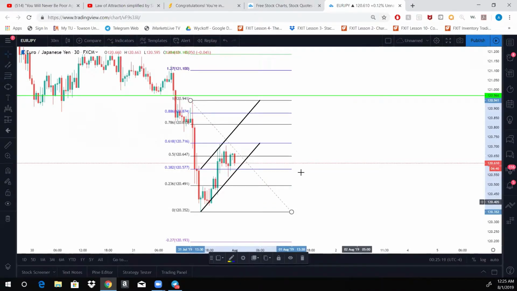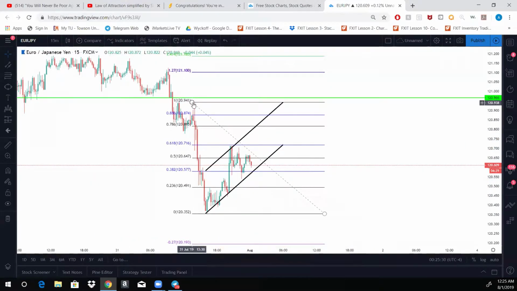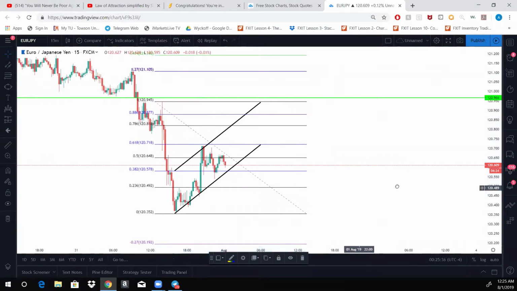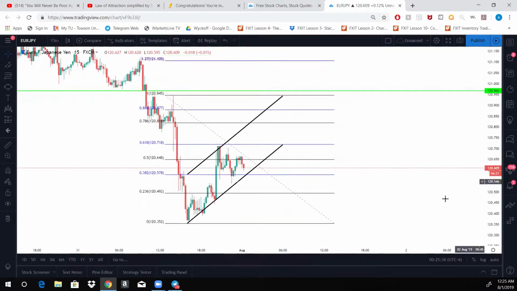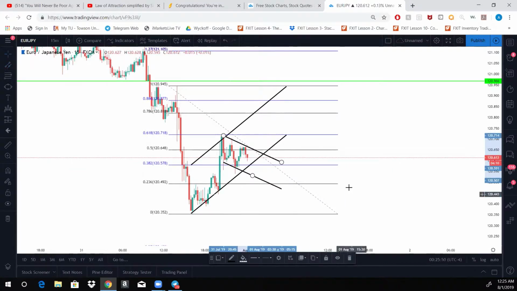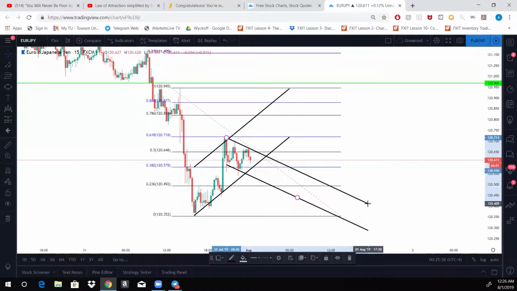Okay, see, rejecting 61.8, right? Still same principle. If you go on 15 minutes, you would still measure it the same, because this is where the impulse started. It's just what you become comfortable looking at, Ronnie. So now it's creating this counter channel to the downside. So you can look for something like this right here, to continue this journey down like that.